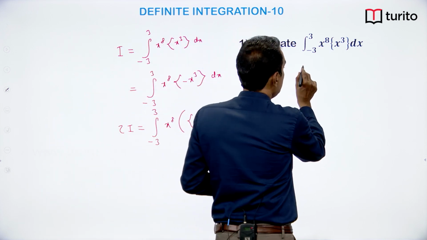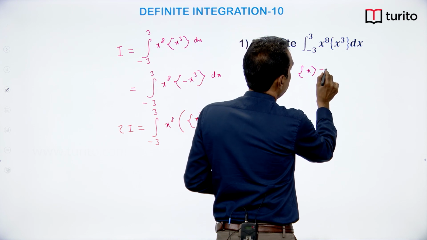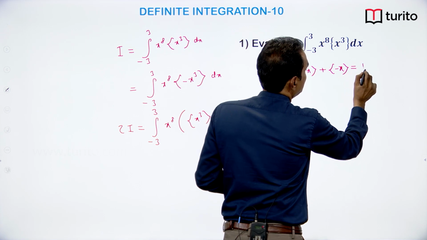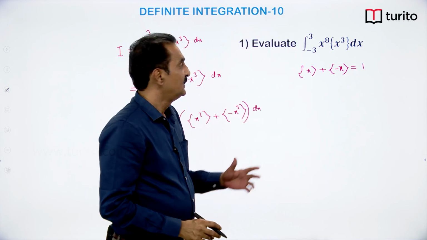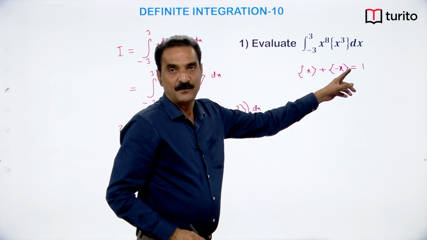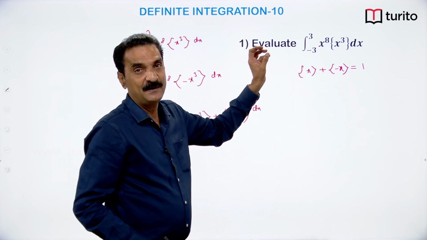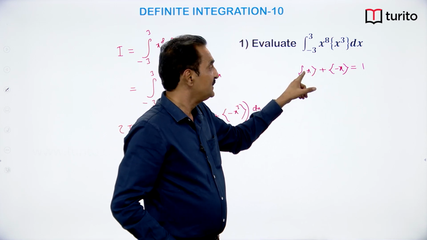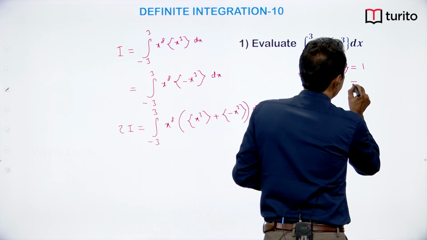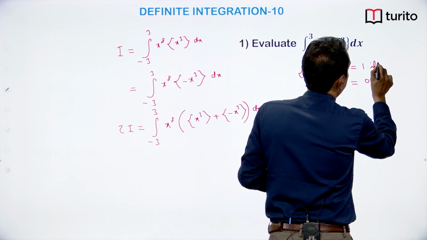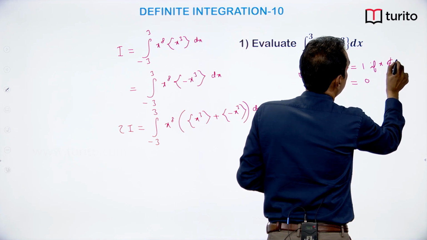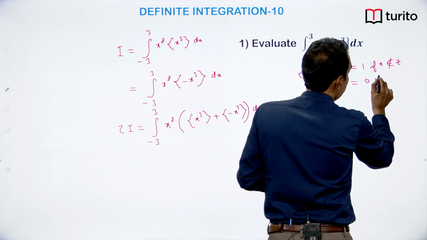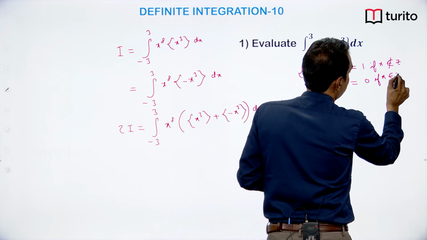Now, what is the fractional part of x plus the fractional part of minus x for any real number x? It is going to be 1. For any real number this is going to be 1, but except for integers. If x is an integer, the fractional part is 0, then the fractional part of minus x is also 0, then it is going to be 0. If x is not an integer, if x does not belong to Z, the set of integers, it is 1. If x belongs to Z, it is 0.